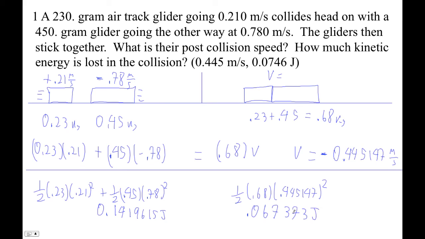And this is 0.067373 joules, right? And then the amount of energy lost, I need to subtract those. So I'm going to go up arrow to that one, minus up arrow to that one. This minus this. Here we go. Okay, that equals 0.074588. Right, which would be 0.746. Whoops.